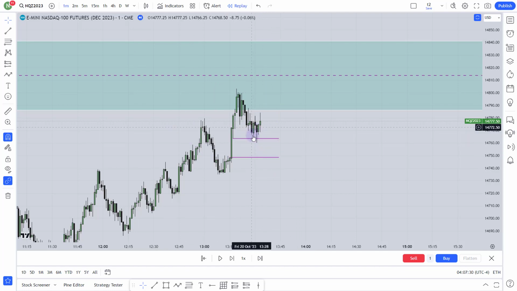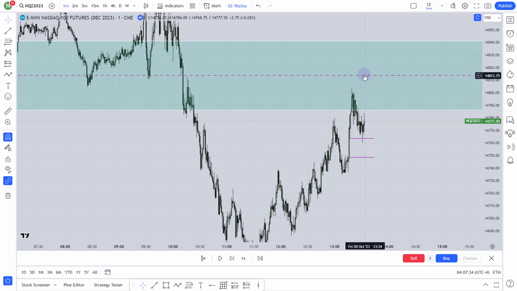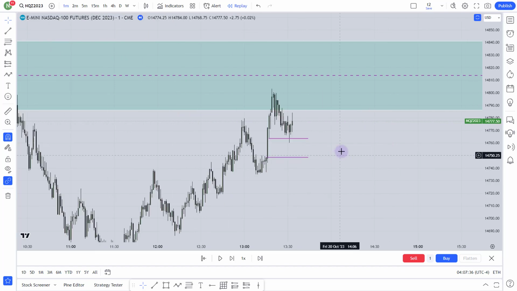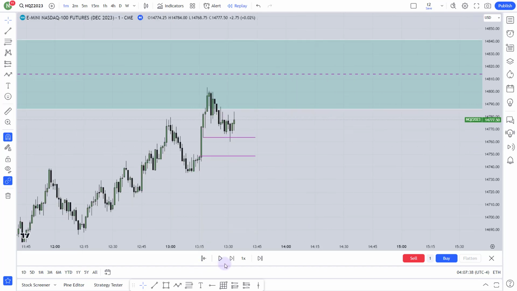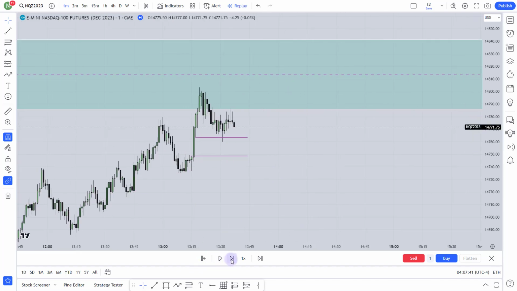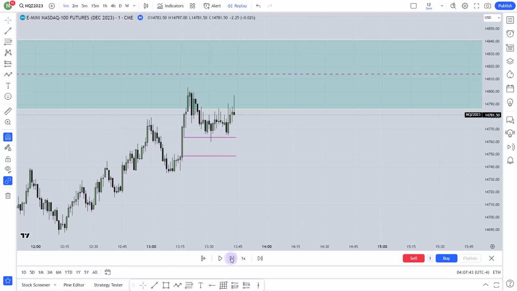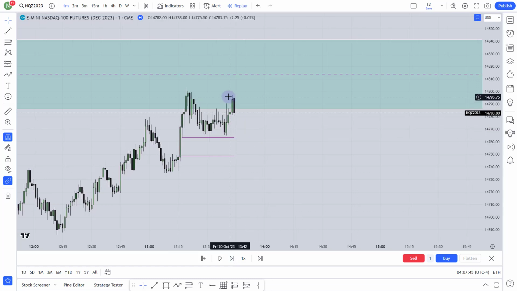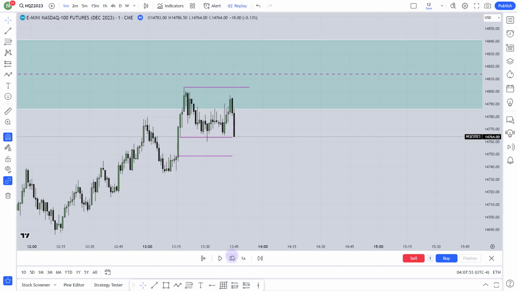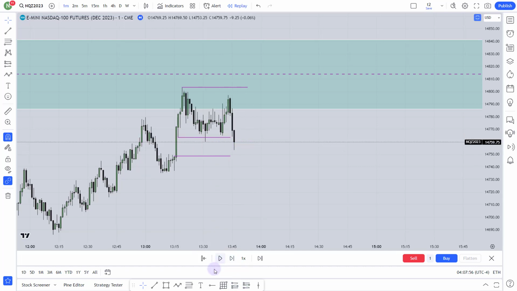I'm not interested to take the short, because I would like to see how price reacts over here. It would like to go higher and take the buy side liquidity, or it really wants to go lower. Price actually went a little bit higher. Look over here, it has failed to take the buy side liquidity. Right now this is the buy side liquidity, so it has failed to take it again, and instead it has given me the market structure shift. Now I am interested to take my short. This is my market structure shift.